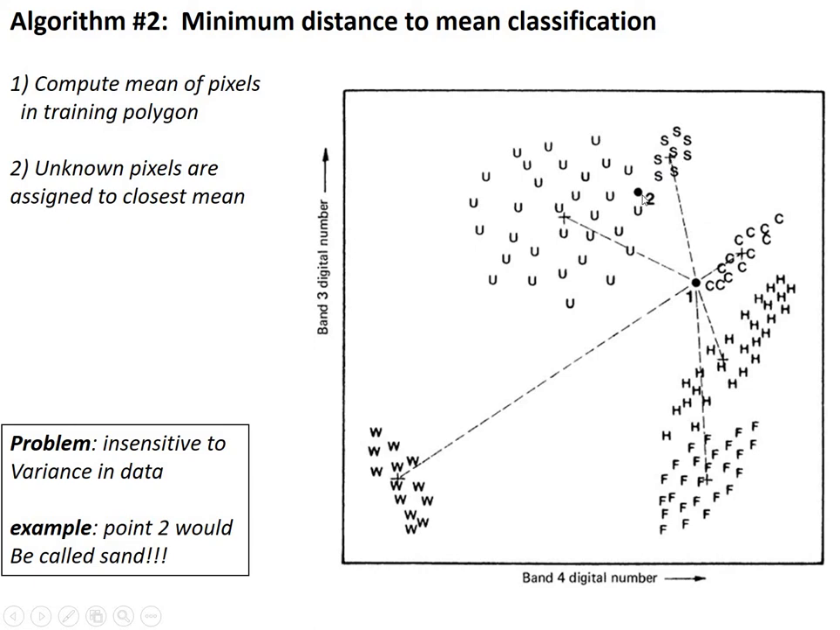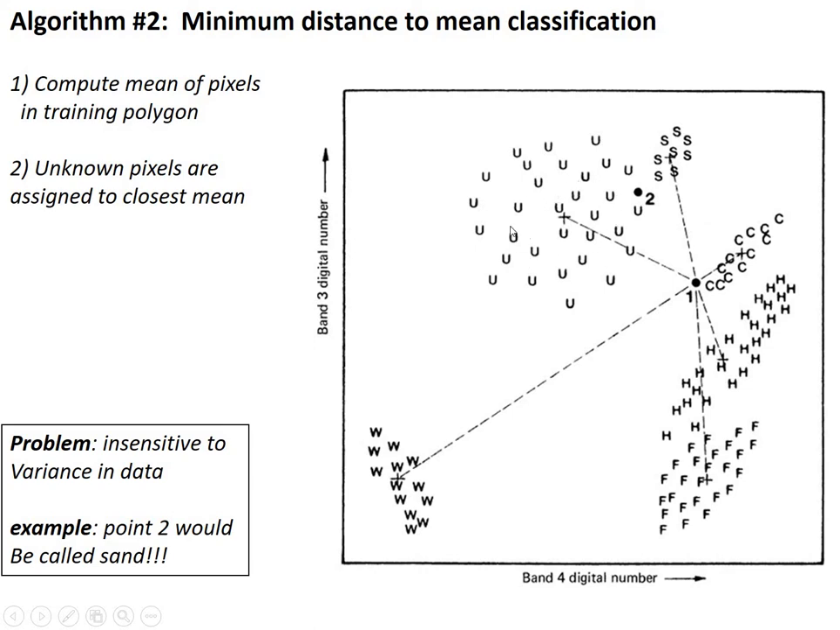And that underscores the weakness of this technique, which is that it's insensitive to the variance in the data, right? Because you're just using a simple mean, it's not sensitive to the spread in the data. It had no way to know that urban was spread out so much.